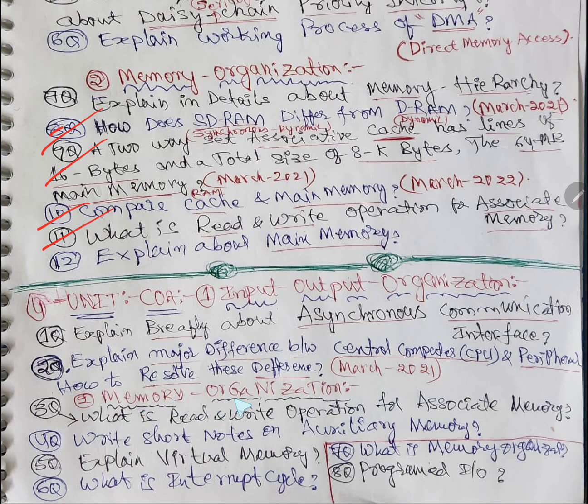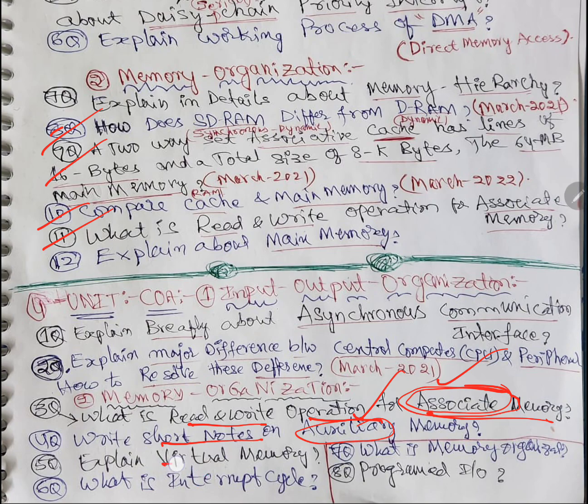Then 4th unit, second chapter, memory organization. What is read write operation, associative memory? I told you we have auxiliary memory and associative memory. Very simple. And write a short marks question on auxiliary memory. Right, this is already shot, and you can check the playlist in this video's description box.